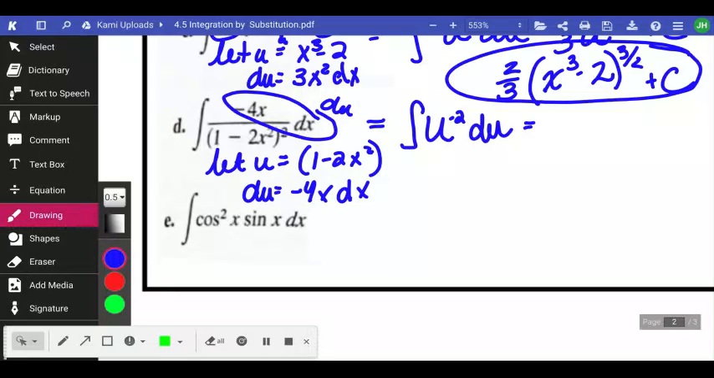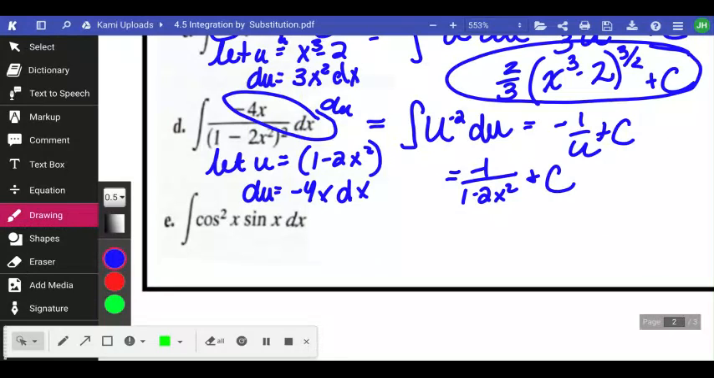Integrating that, we increase the power by 1 and divide by that power. What do you get? Negative 1 over u. Good, because you're going to have u to the negative 1 multiplied by negative 1. Don't forget your plus c. So it equals negative 1 over 1 minus 2x squared plus c.